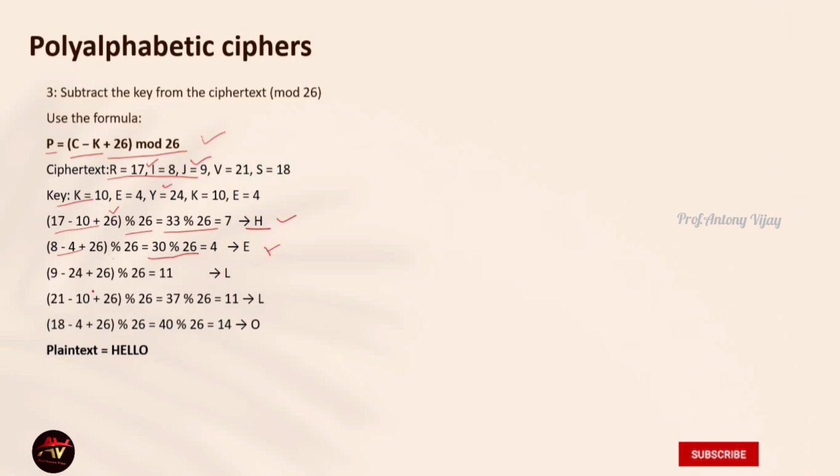Okay, next 9 minus 24 is minus 15, plus 26 is 11, so it is L. Likewise 21 minus 10 is 11, 11 plus 26 is 37, so it is L. Then we do the same manner. So finally we got the plain text as hello. So this one is better than monoalphabetic cipher.